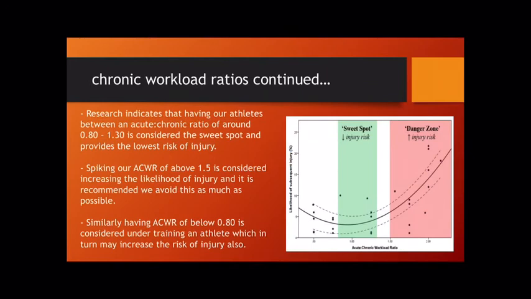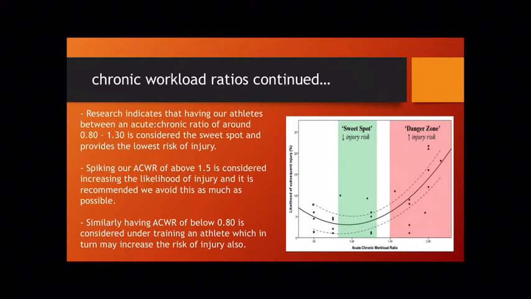So just moving on from how we found our acute chronic workload ratios. The research indicates that having our athletes in an acute chronic workload ratio of around 0.8 to 1.3 is considered the sweet spot, and it provides the lowest risk of injury.